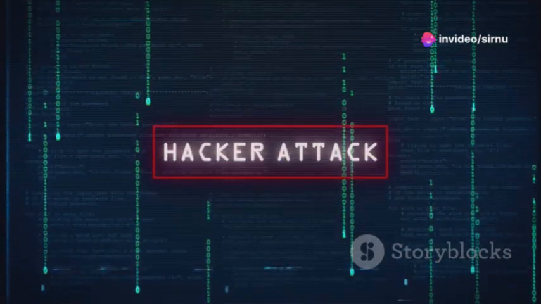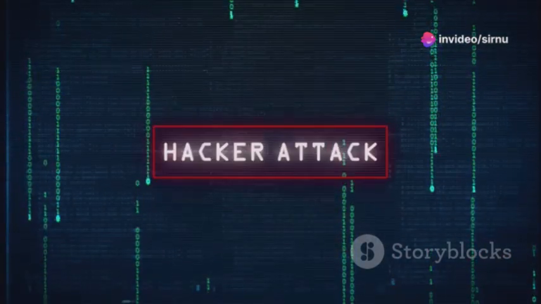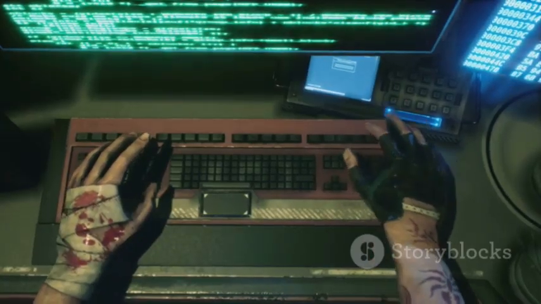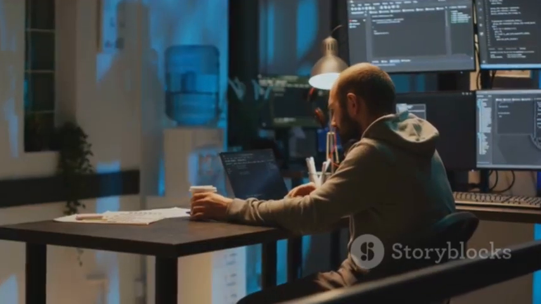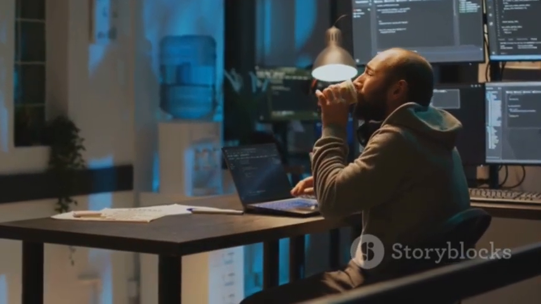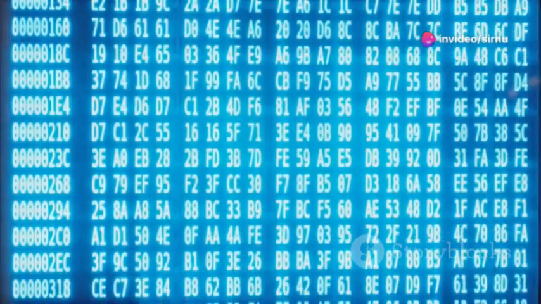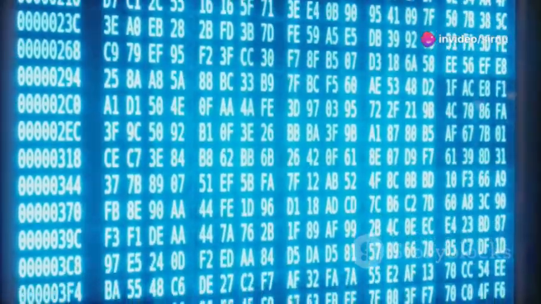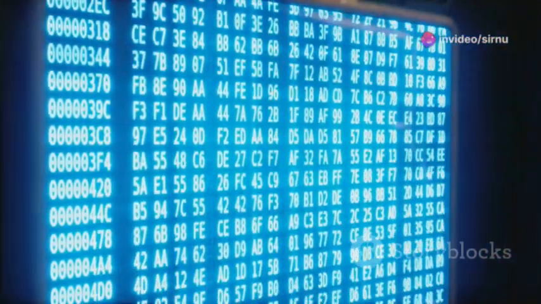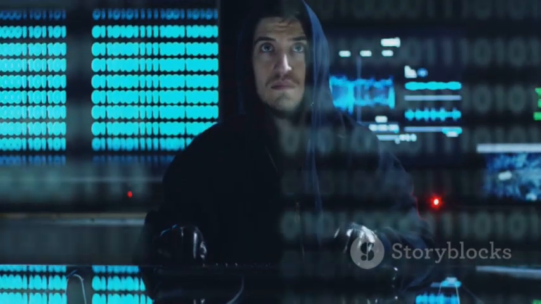SQL injection, or SQLI, is a type of cyber attack. Hackers exploit vulnerabilities in applications. They inject malicious code into SQL queries. These queries are instructions sent to the database. Imagine being able to speak directly to the heart of a system, bypassing all security measures. That's the power of SQLI.